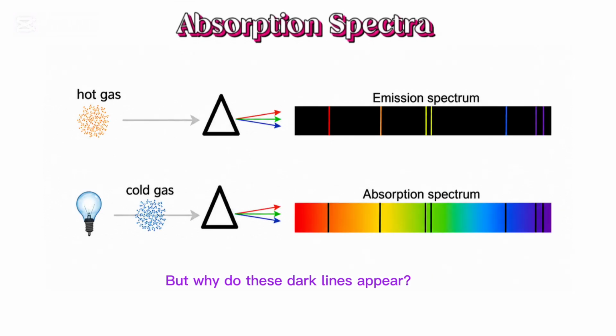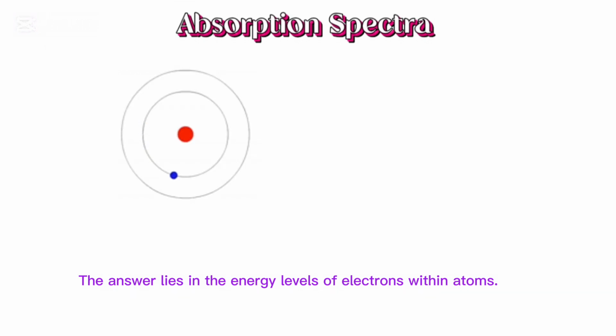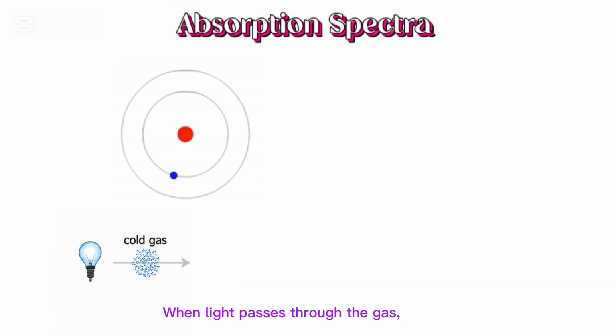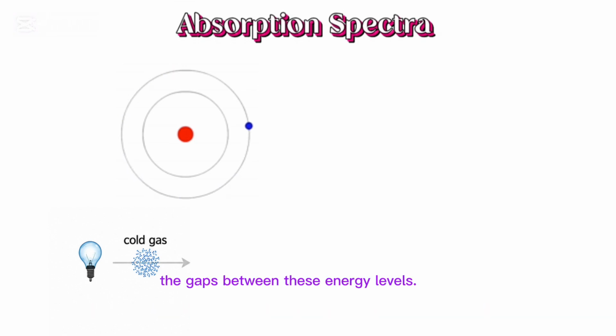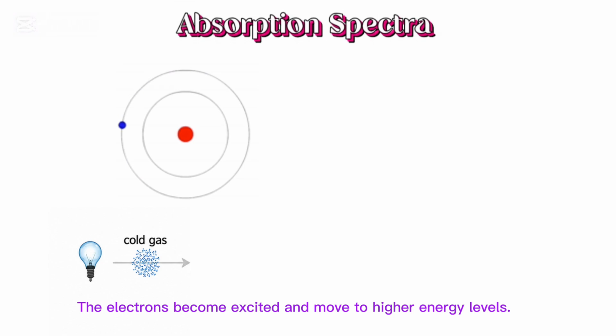But why do these dark lines appear? The answer lies in the energy levels of electrons within atoms. Electrons can only occupy certain energy levels. When light passes through the gas, electrons absorb photons whose energies exactly match the gap between these energy levels. The electrons become excited and move to higher energy levels.